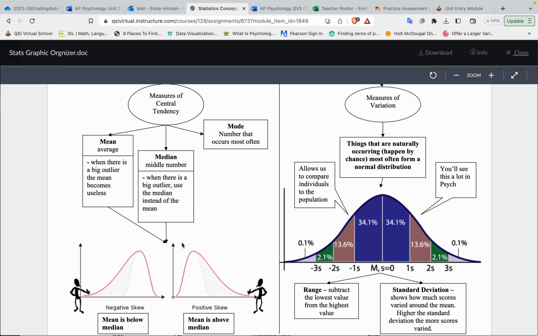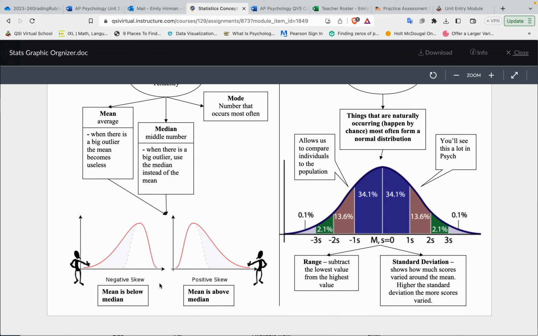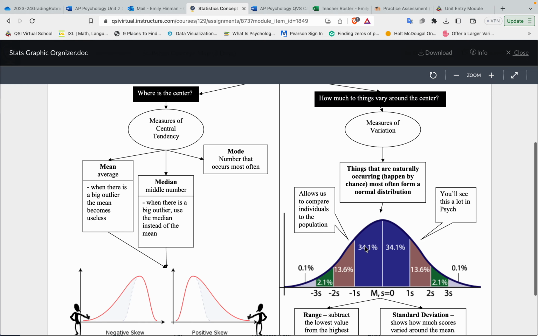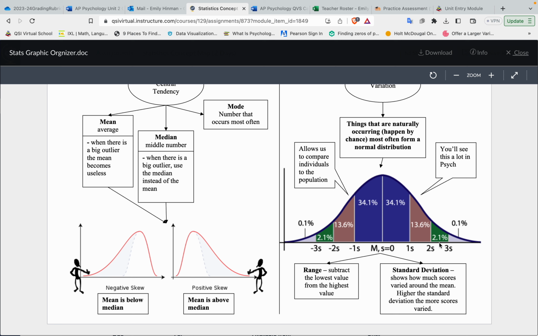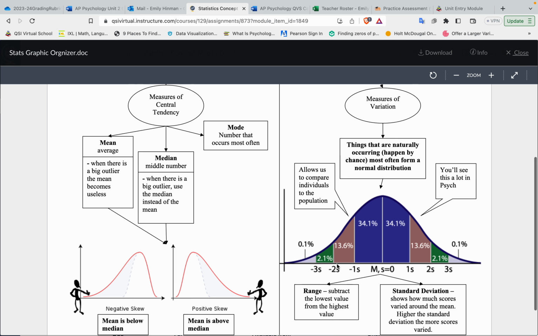So how do you find the mean, median, and mode? What does it mean to be a negative skew and a positive skew? Here we have a normal distribution. You need to know how to find the range. It's just subtracting the lowest value from the highest, pretty easy to do. Standard deviation, you don't have to calculate it, but you need to know what it's telling you. It's telling you, on average, how different the values are from the mean.